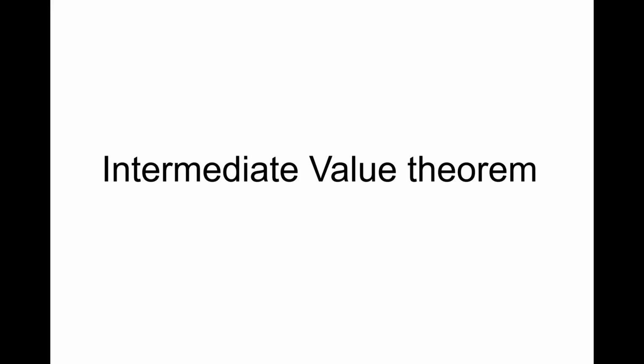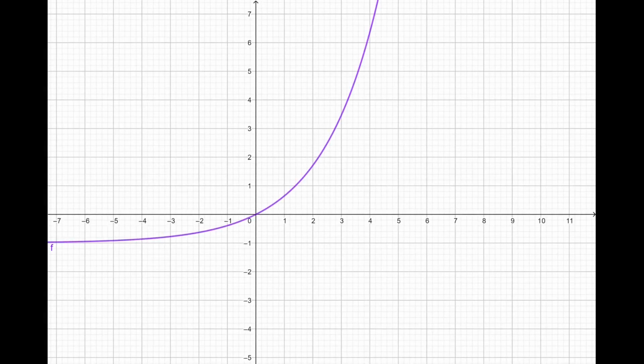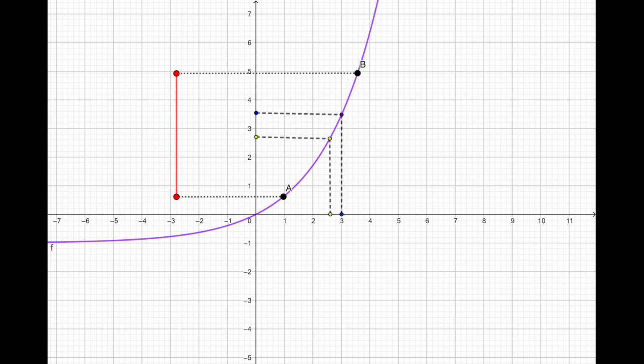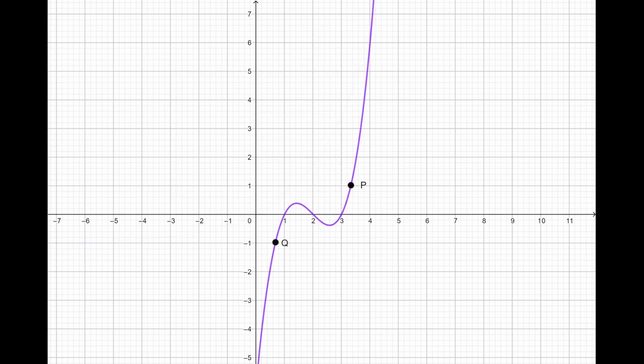Now we will discuss the intermediate value theorem. It states that if a function f is continuous in the interval a, b, then it takes on any given value between f of a and f of b at some point within the interval. As you can see in the example, the function f of x is continuous in the interval a comma b, so it will take any value between f of a and f of b. I have taken three random values between f of a and f of b, and I am able to find at least one corresponding x value in each case. There may be a case where we can get multiple x values.